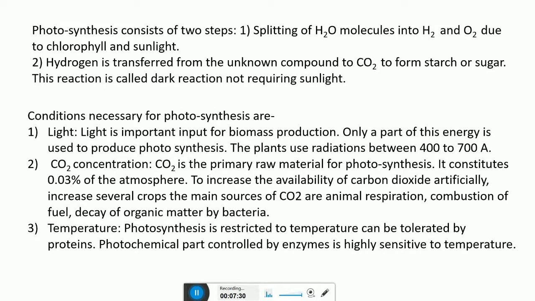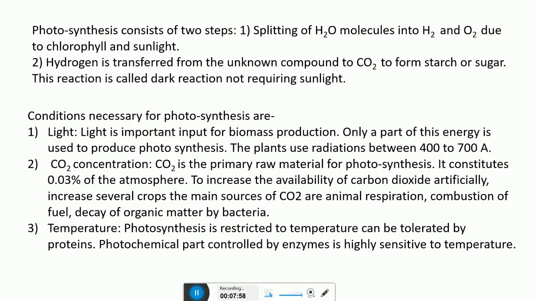The plants use radiations between 400 to 700 angstrom unit. This range of light is actually photosynthetically active radiation, and the efficiency is about 5%. Then second condition is CO2 concentration.